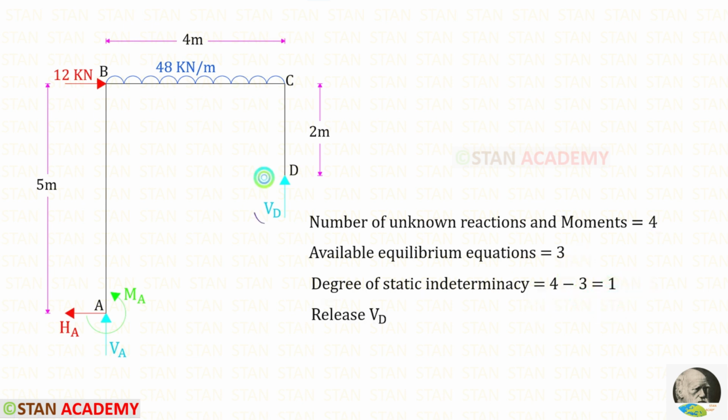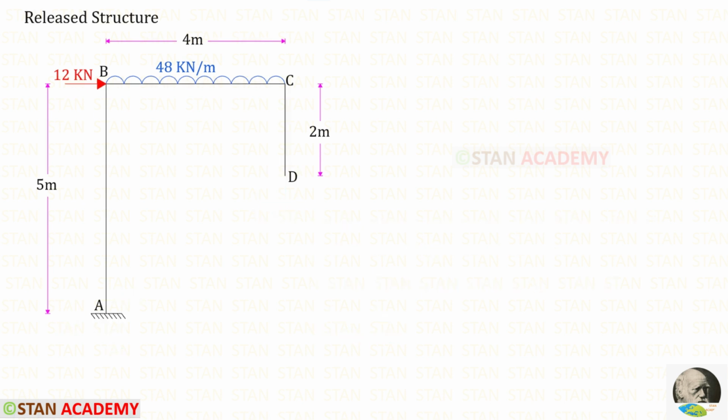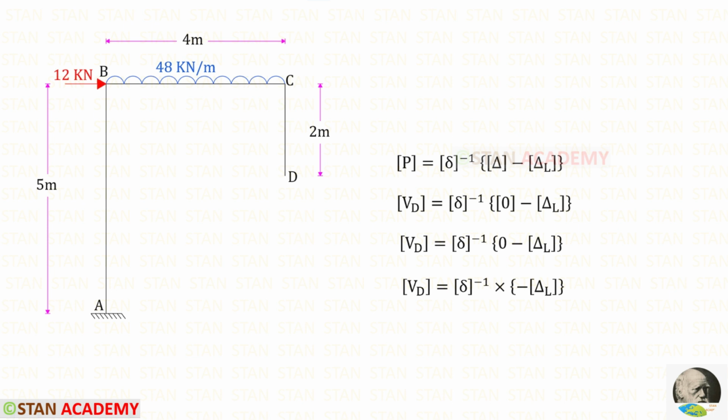Let us release Vd. You can see that I have released Vd. We know the equation which is used in the flexibility matrix method. Here P will be Vd because that is the one we have released. At point D, there is no sinking or settlement of the support. In this case, delta will be 0. We know that the 0 matrix is 0.